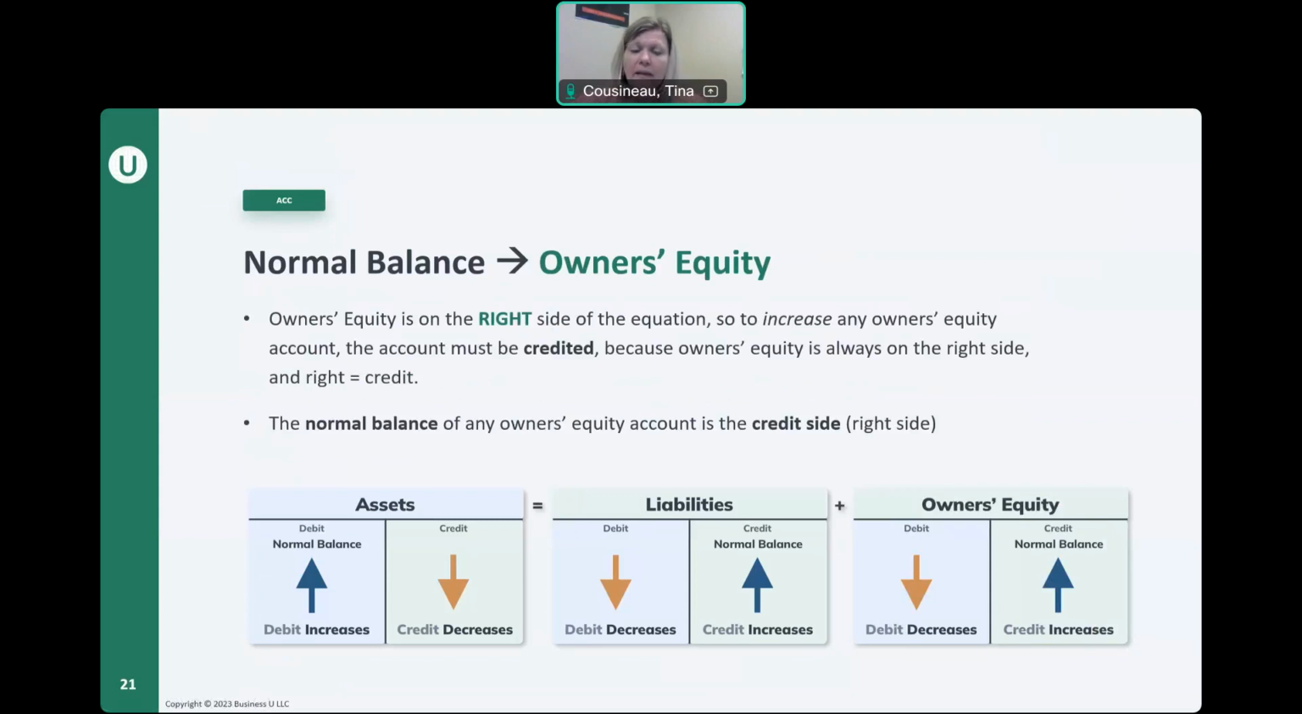It's also on the opposite side of the accounting equation as the asset. So that means its normal balance would be opposite of assets. That's why liabilities and owner's equity both have a credit normal balance when assets have a debit normal balance.